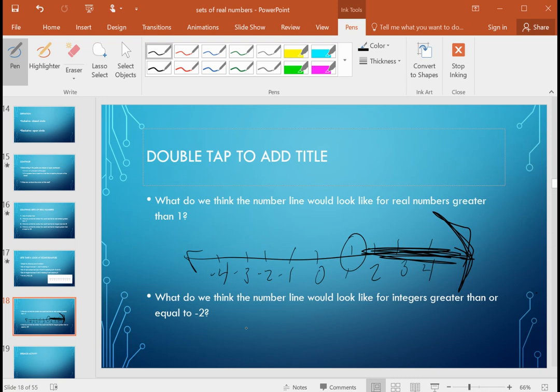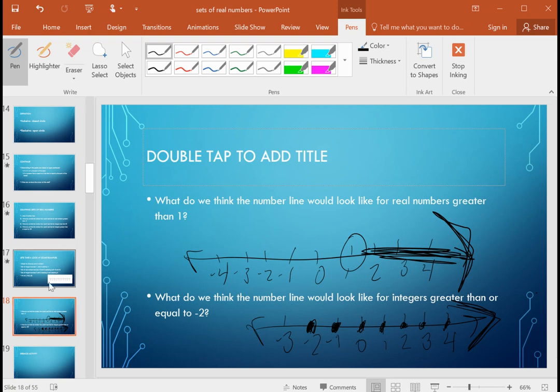For down here, what do we think the number line would look like for integers greater than or equal to -2? This is going to be the same thing as if I said less than, but just going in the opposite direction. So we're saying greater than or equal to -2. Because it has the equal to, we put a dot. Because it's an integer, we put dots, dots, all the way up. And then once again, because that is greater than, we have a big arrow.